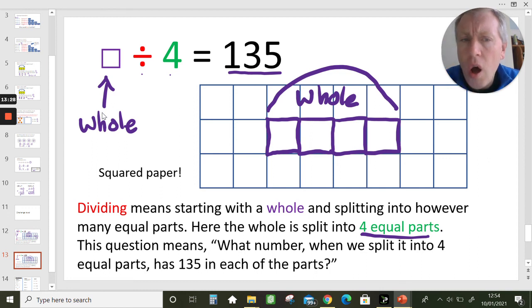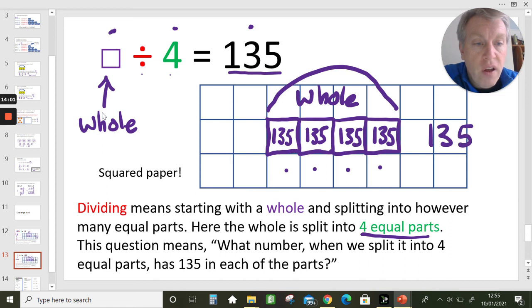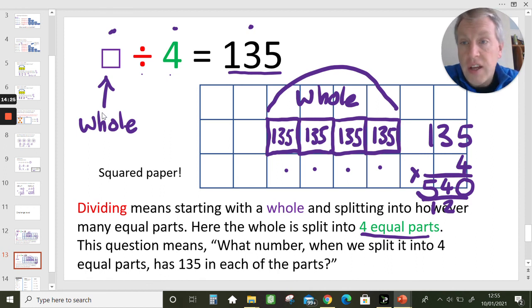Well, the whole amount split into 4 parts, I've drawn that, 135 in each of the parts. 135 in the first part, 135 in the second part, 135 in the third part, 135 in the fourth part. So the whole is 1, 2, 3, 4 times 135. 135 times 4: 5 times 4 is 20, 3 times 4 is 12, add on the 2, 14, 1 times 4 is 4, 4 add 1 is 5, and our answer is 540.